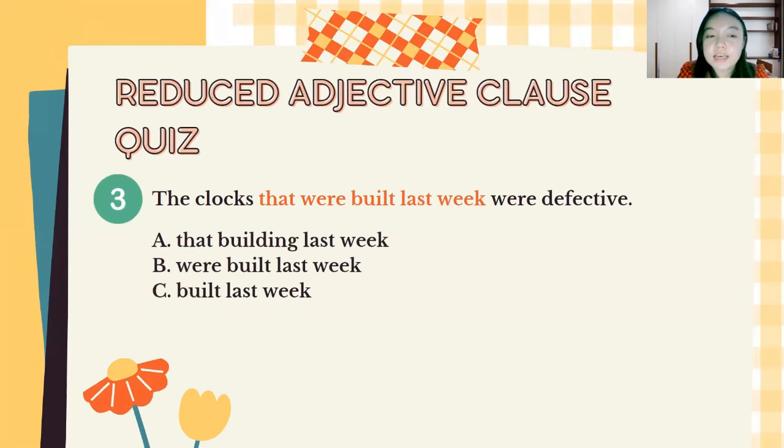Number 3, the clocks that were built last week were defective. A, that building last week. B, were built last week. Or C, built last week.